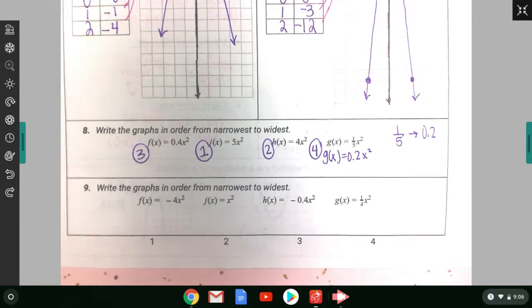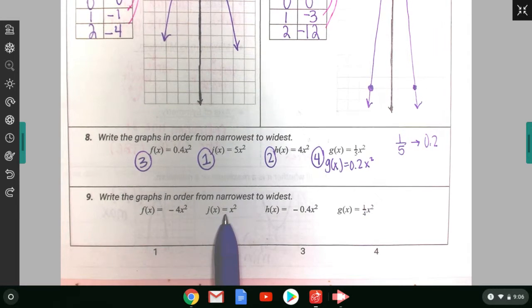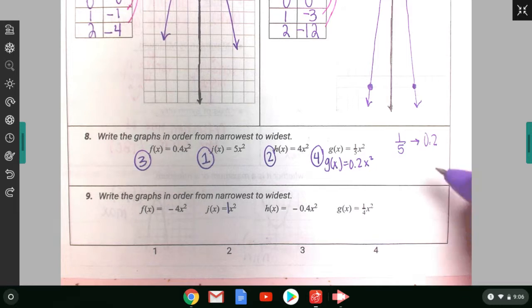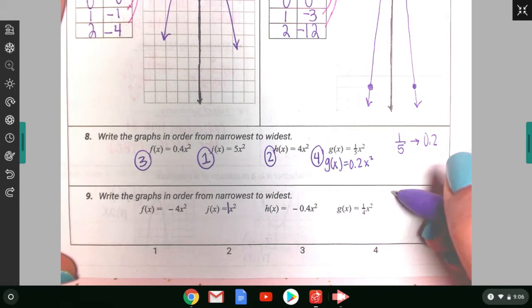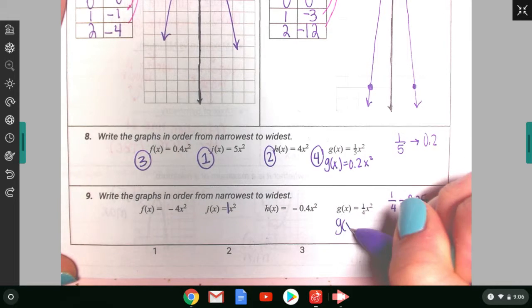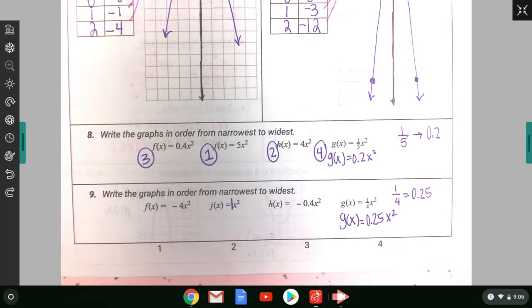Let's look at the next ones. Write the graphs in order from narrowest to widest. And notice this one, there's a couple negatives that are thrown into us. Because we're just talking narrow or wide, we don't really care about if it was reflected or not. So we can kind of just ignore that. So I've got a normal number that's a 1 out front hiding there. -0.4 and 1/4. 1/4 is 0.25. So let's rewrite this guy as 0.25 x squared, and then we'll be able to rank them.